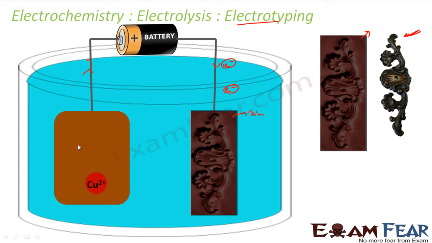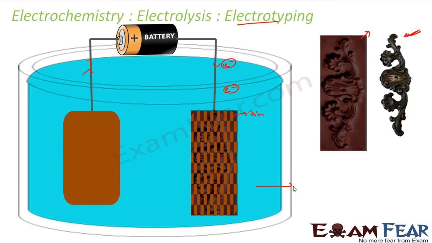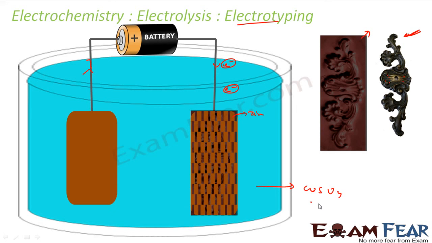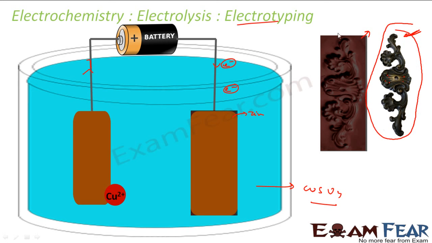Same thing will happen. The copper will lose its electrons, right? And it will become Cu2+, and this Cu2+ will go into this solution, which is again my CuSO4 solution. And now if you see, gradually the whole thing will be filled. All these gaps, this hollow space, will now be filled with copper. So now if you remove this part, you'll get exactly this thing. Correct? You understand what we are doing?